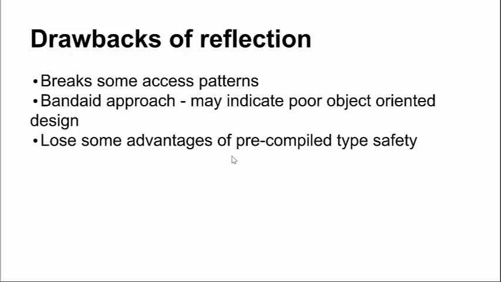This also loses some advantage of pre-compiled type safety. Because the compiler doesn't know exactly what properties you're going to be accessing before you do, you could end up with type conversion errors and that kind of thing that'll sneak up on you at runtime that you would have gotten if you had just used regular hard-coded accesses and that kind of thing.